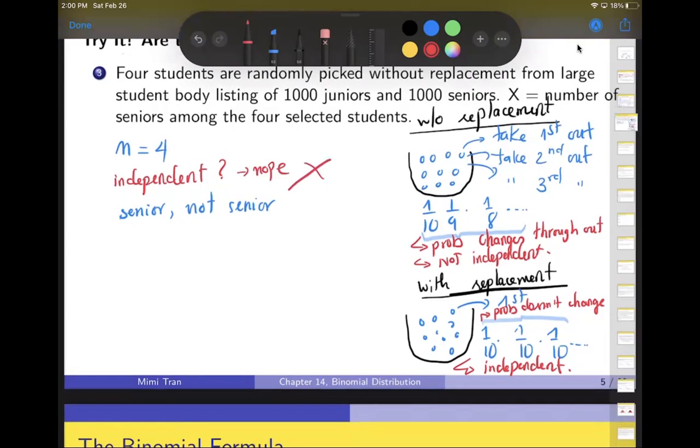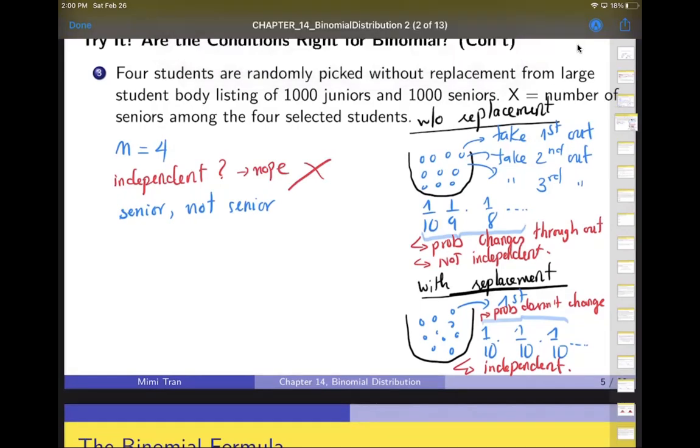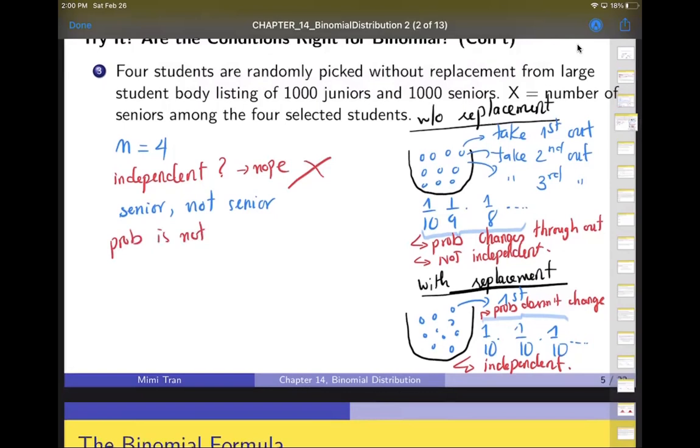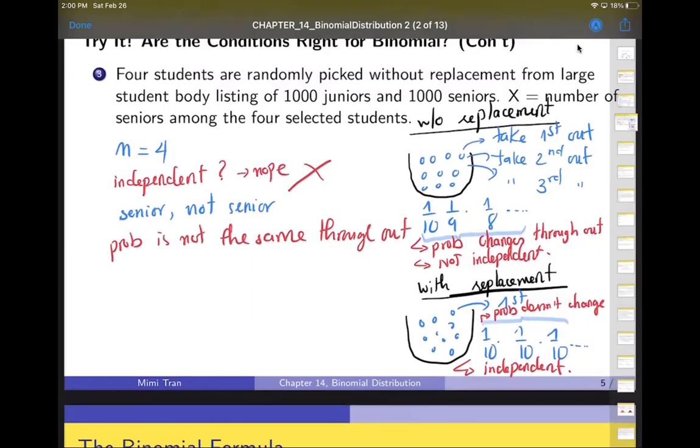Now, I know that as soon as you get a bad one, you can stop and say it is not binomial distribution. But I'm going to work all the way through to the fourth one. Do we have the same probability throughout? Of course not, right? Because it's not independent. So the probability is not the same. As soon as you pick one out, it changes. The probability is not the same throughout the process. Therefore, it is not independent. Therefore, it's not binomial distribution, right?